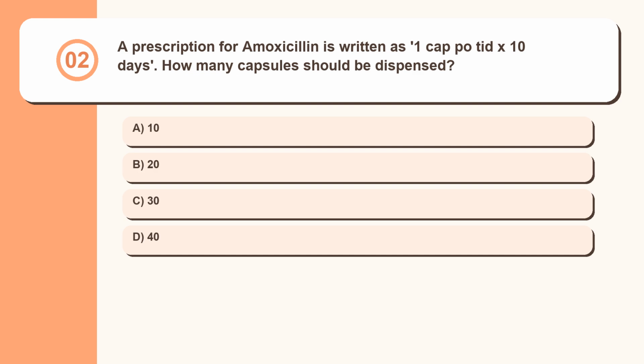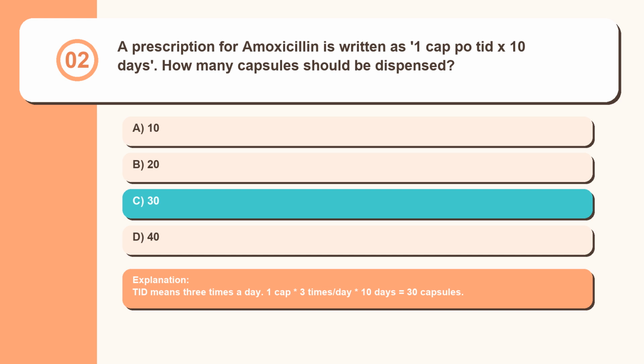Question 2. A prescription for amoxicillin is written as 1 cap per tid x 10 days. How many capsules should be dispensed? 10, 20, 30, 40. Tid means 3 times a day. 1 cap * 3 times/day * 10 days equals 30 capsules.